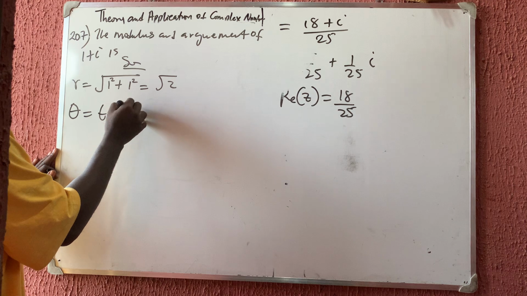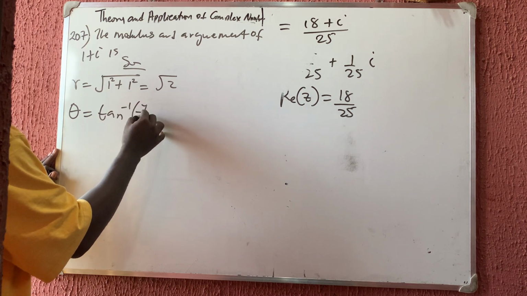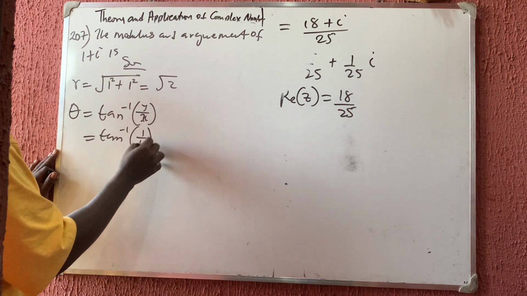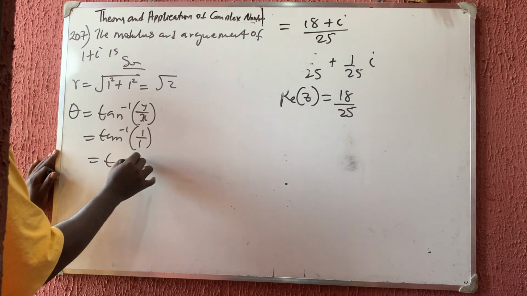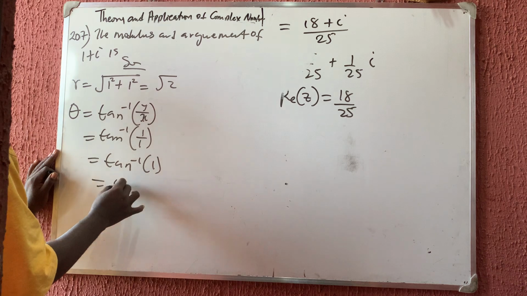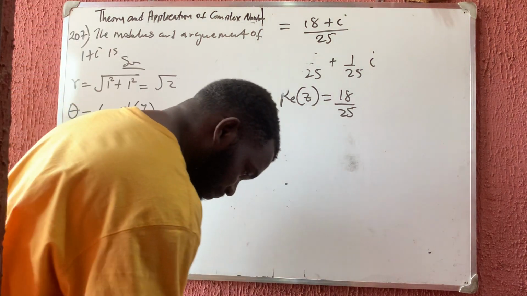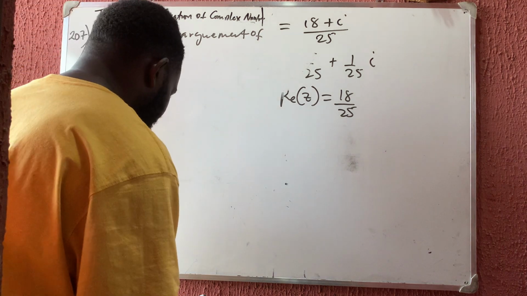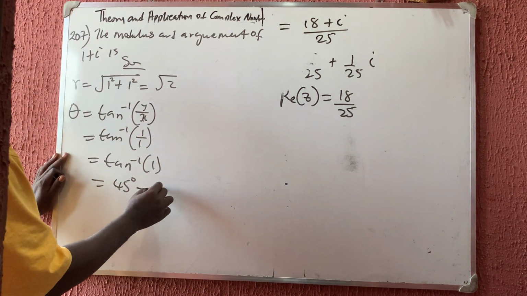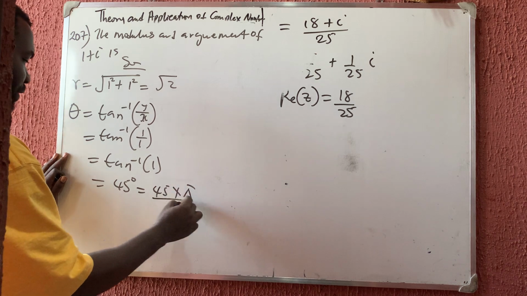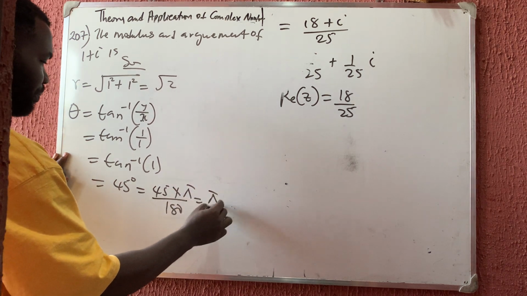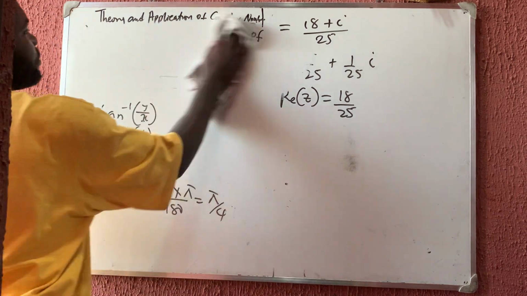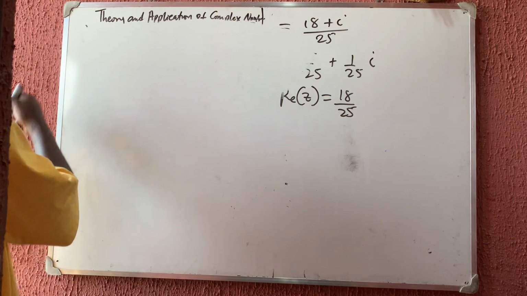The tan inverse of y over x. So which is the tan inverse of 1 over 1, which is the tan inverse of 1, which is 45 degrees. Okay, so very, very simple. And 45 degrees simply means pi over 4. That is 45 times pi divided by 180, which is pi over 4. So that is the argument. So question number 208.